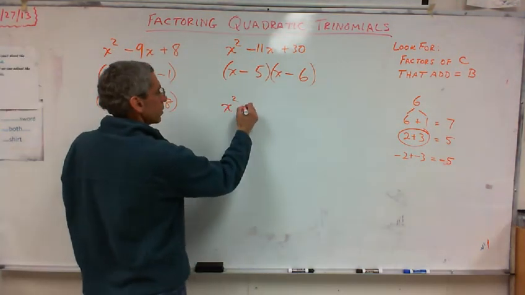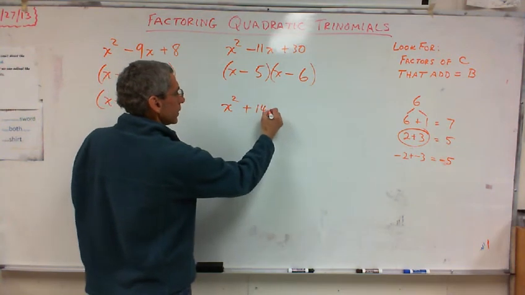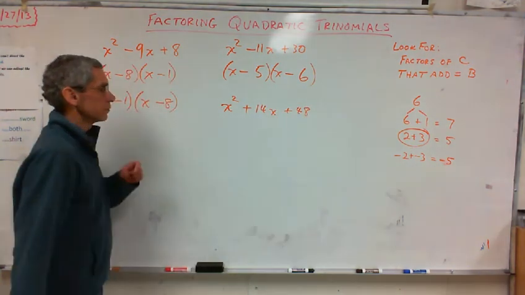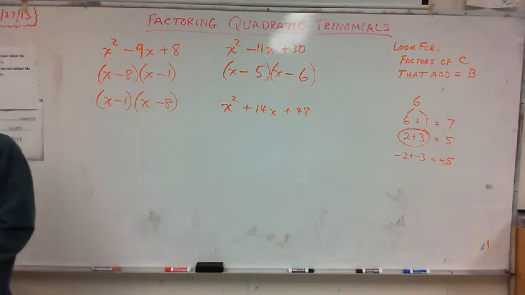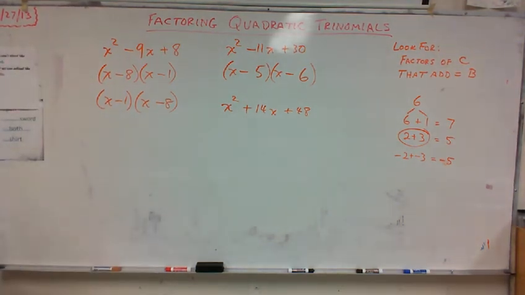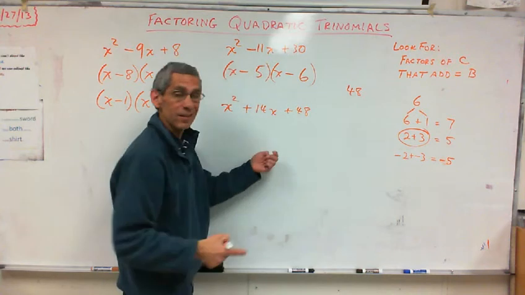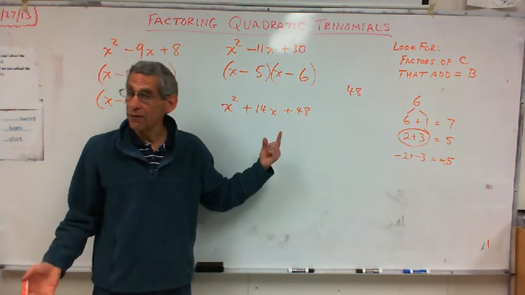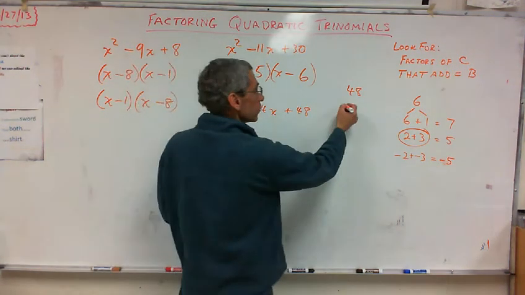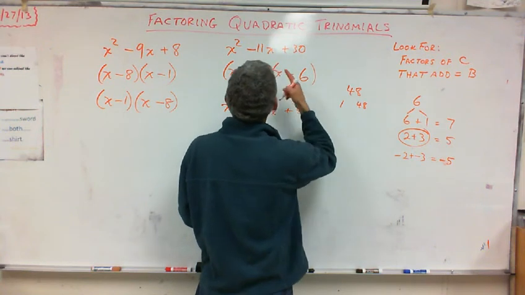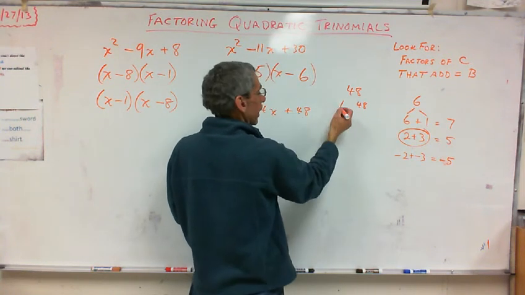x squared plus 14x plus 48. Can I do this one? Yes, Liam. Okay, let's look at the factors. Let's just think about it. This is an example. There's a lot of factors of 48, right? There's 1 times 48, but that's not going to work.